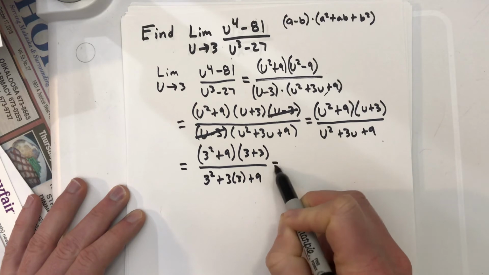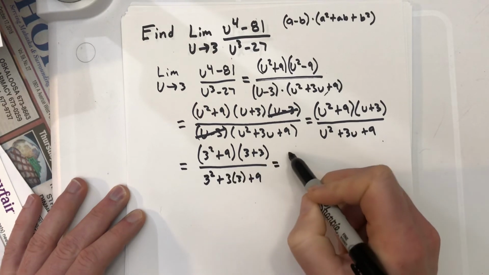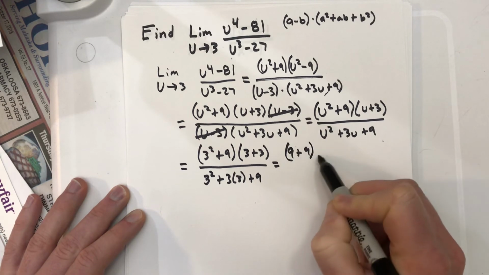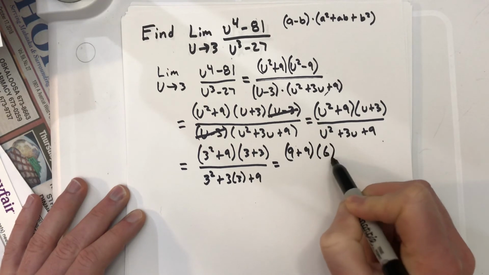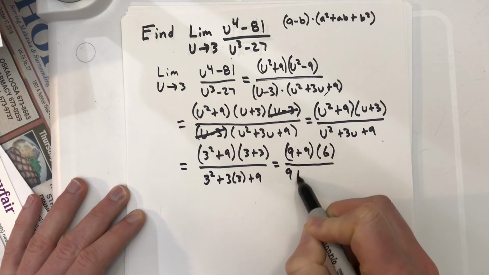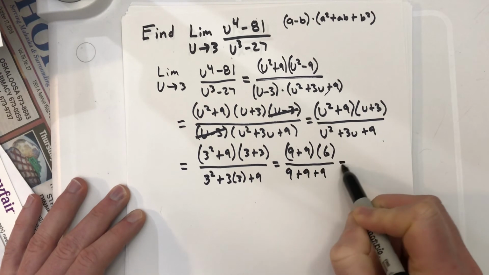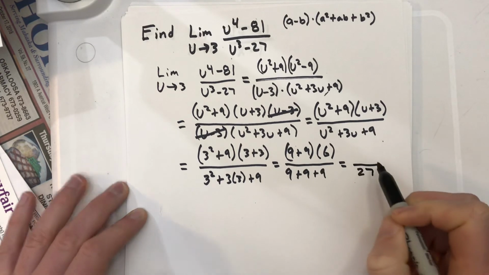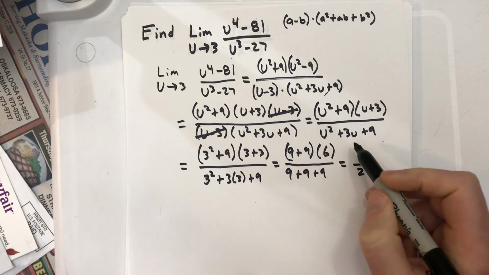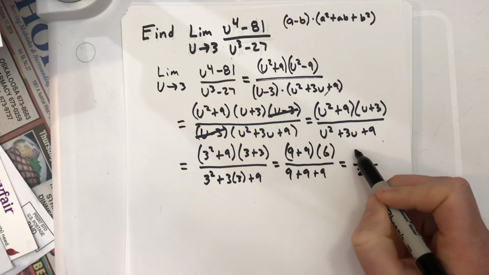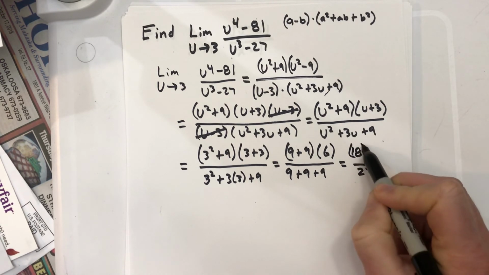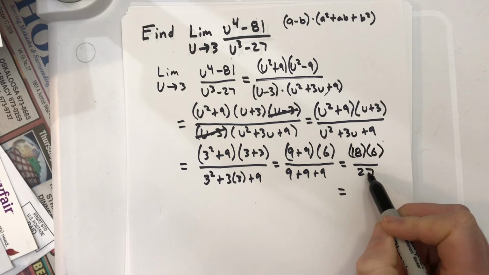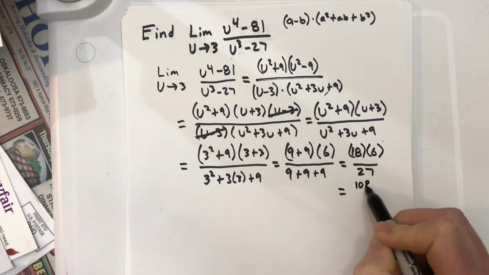I'm going to get a lot of 9s here. This is going to be 9 plus 9 times 6 over 9 plus 9 plus 9. So the bottom will be 27, and on the top you get 9 plus 9, which is 18. So you have 18 times 6, which is 108, over 27.